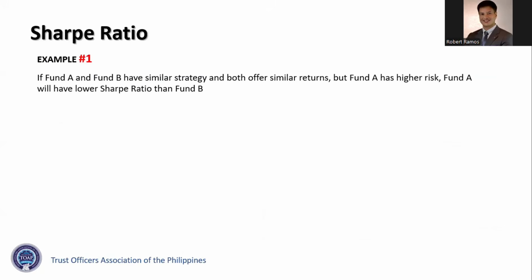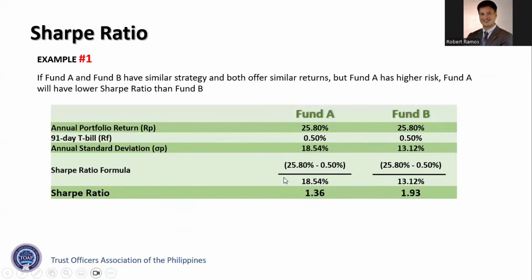Let's give an example. If Fund A and Fund B have a similar strategy and both offer similar returns, but Fund A has higher risk and Fund B will have a lower Sharpe ratio than B, what happens? Simply put, if both portfolio managers have the same return, but Fund A has a significantly higher standard deviation than Fund B, what will happen?